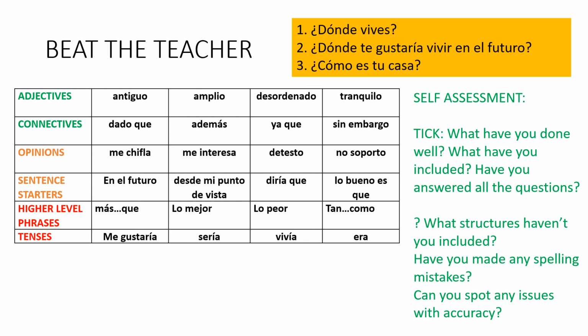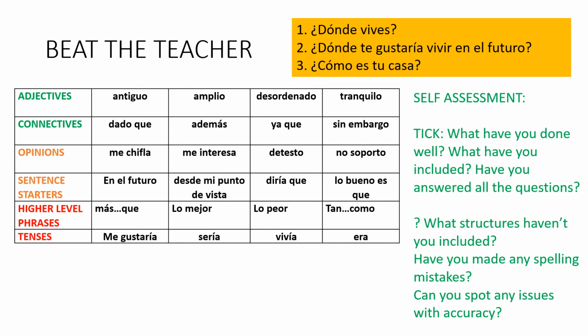You've then got desde mi punto de vista, from my point of view. Diría que, I would say that. So again, a really nice way of introducing like an opinion or a new phrase. You've got lo bueno es que, the good thing is that. You've got más que, which is a comparative, more than. Lo mejor, the best. Lo peor, the worst. Tan como, as. So you could say, mi casa es tan grande como un piso. My house is as big as a flat.